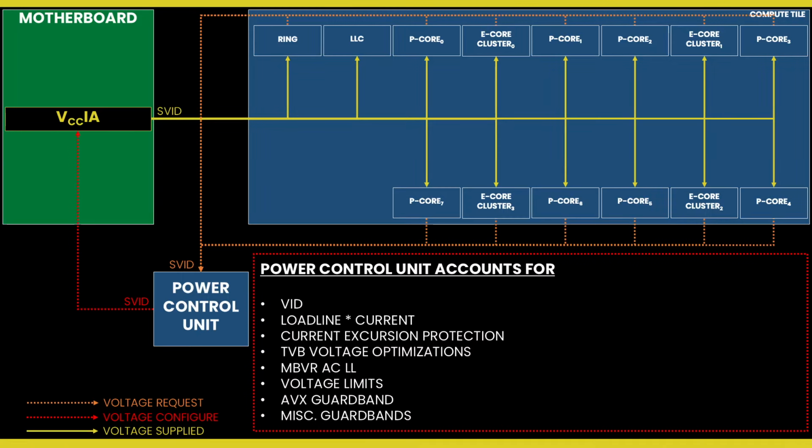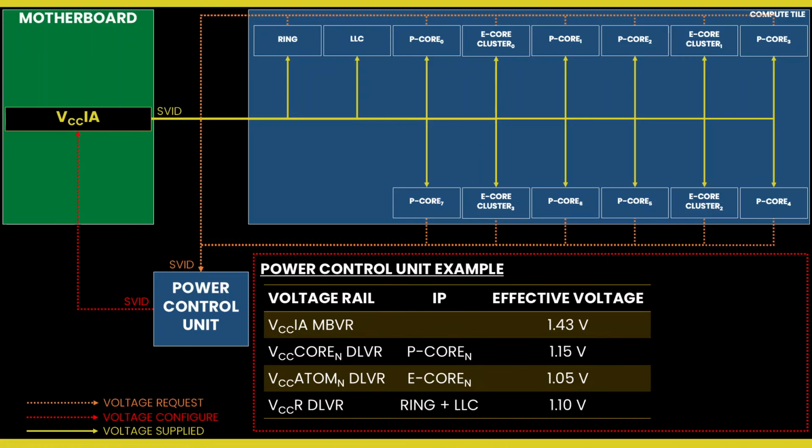To make a long story short, when the P-cores, E-cores, and ring request their voltage to the CPU PCU, they account for a ton of other compensations, including voltage droop, DLVR efficiency, AVX guard bands, thermal velocity boost voltage optimizations, and so on. The result is that the actual voltage provided from the VCC-IA voltage rail to the DLVRs is relatively high. For example, here are the voltages with a CPU at stock voltage and frequency running a light all-core workload. We can interpret this as follows.